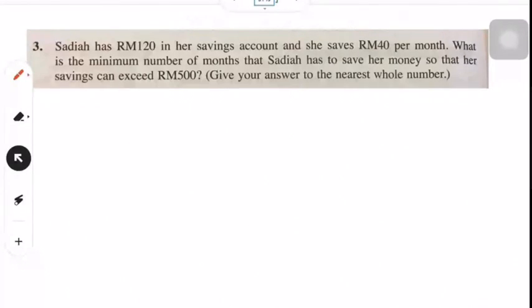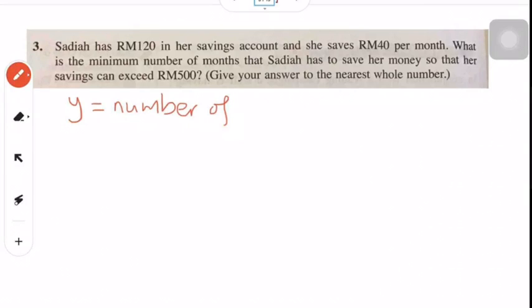Alright, class, please extract the information given here, like what we did just now. What is our unknown? The minimum number of months Sadia has to save her money. So do we use X or Y? Y. Y is the number of months.